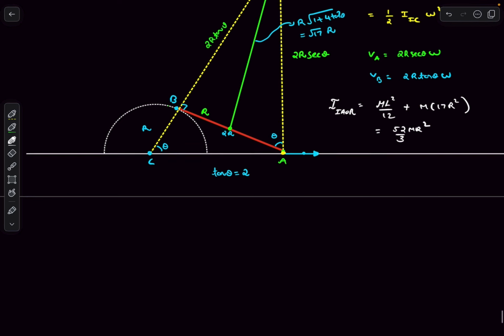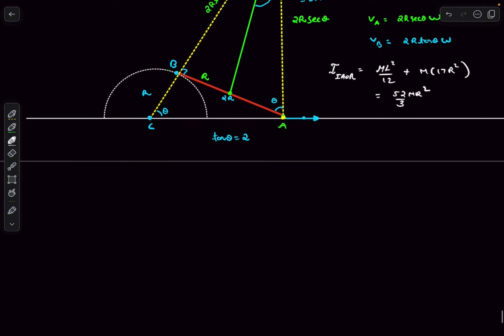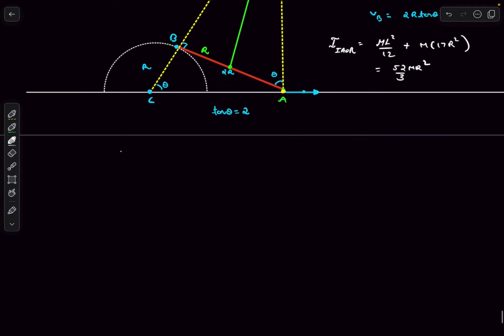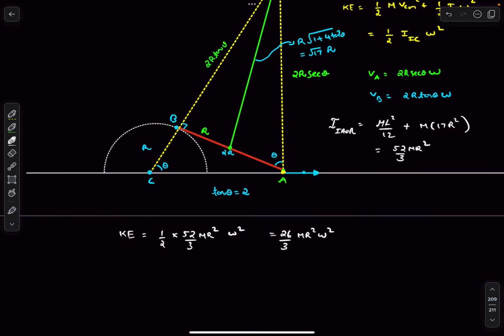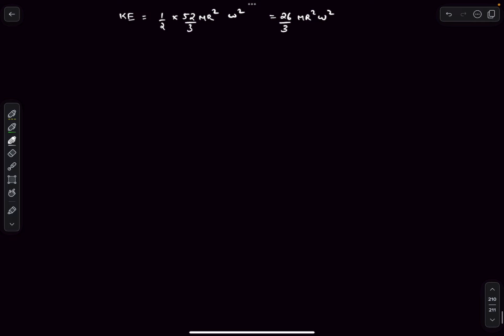Okay, so we have now determined the I about the instantaneous axis of rotation. The kinetic energy of the rigid body is just half I times omega squared. Now we can just use energy conservation. We can say that the increase in kinetic energy, which is this particular value, is equal to the decrease in potential energy.